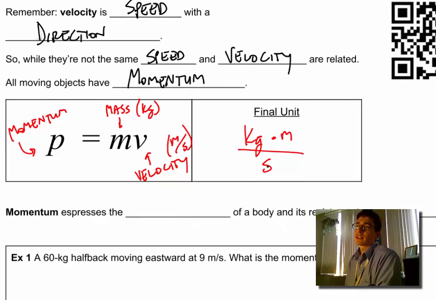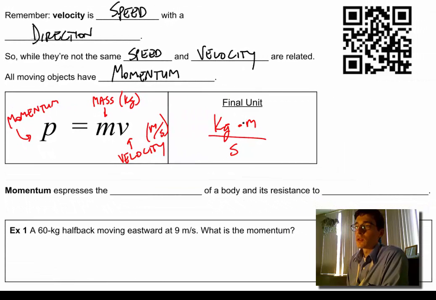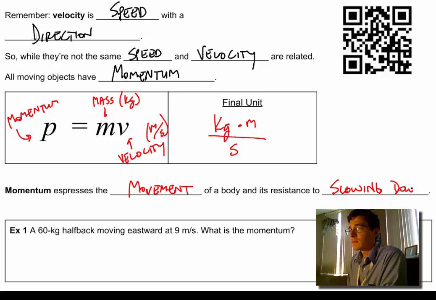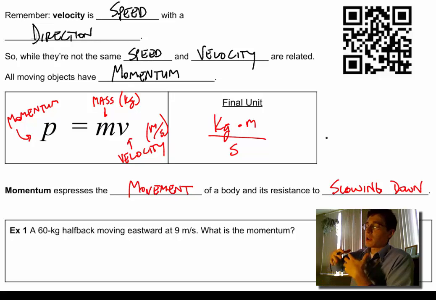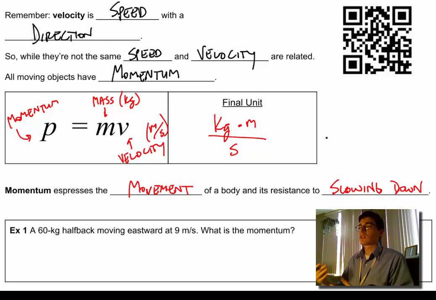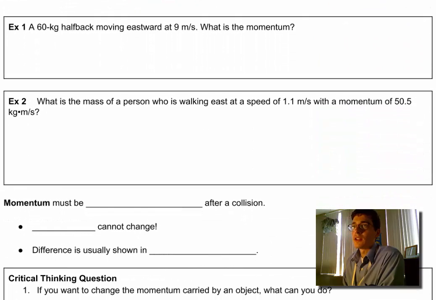Kilogram meters per second. So this is an amount of energy that relates to the amount of mass an object has and its velocity. Nothing cancels out. They're not the same. Momentum expresses the movement of a body, and its resistance to slowing down. So it can describe the energy it carries as it moves and its resistance to slowing down when it meets another object.